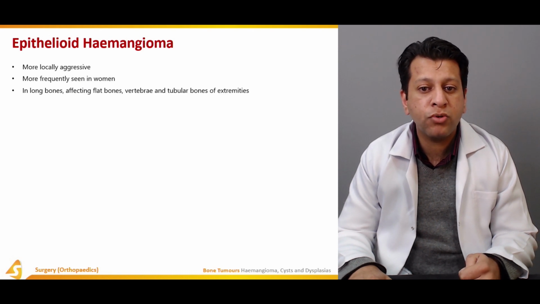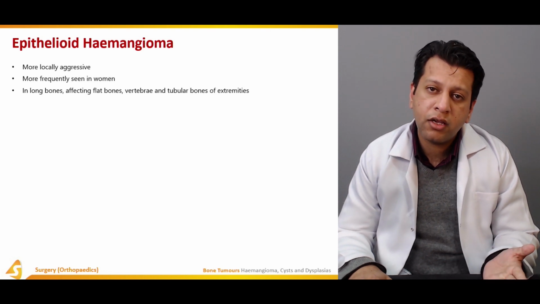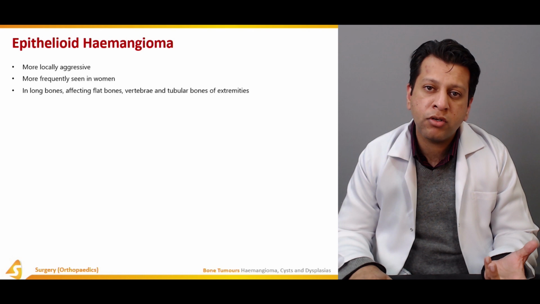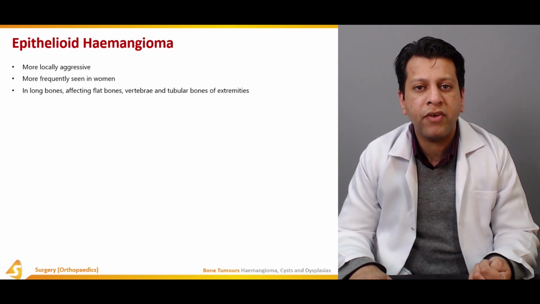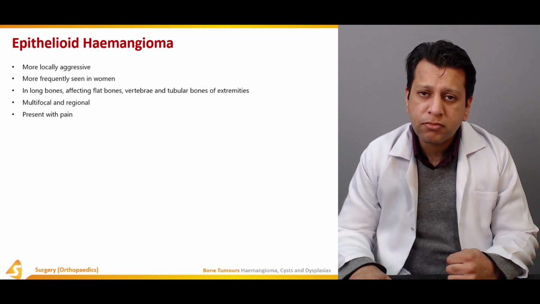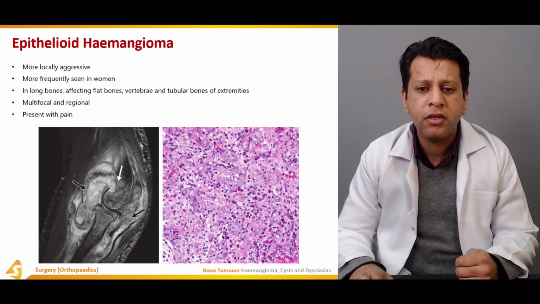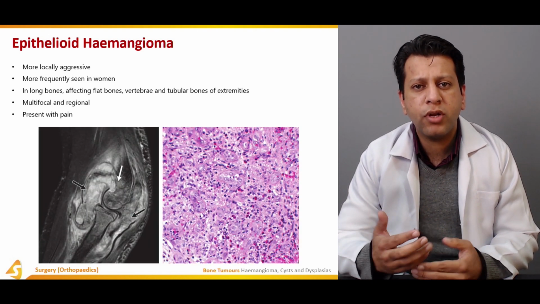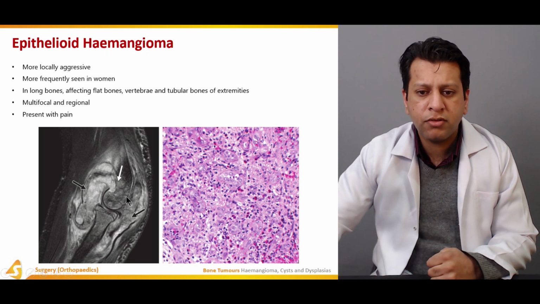It may be in long bones, affecting the flat bones, vertebra, and tubular bones. Again, in case of spine, it usually affects the anterior part of the vertebra, and in case of long bones, it affects mainly the metaphysis. It's usually multifocal and regional, that is, instead of a single lesion, there are multiple lesions, presents with pain, and it's a kind of aggressive form of haemangioma.